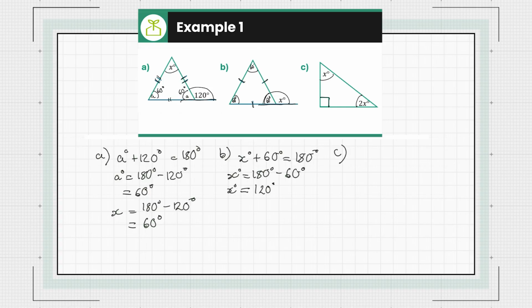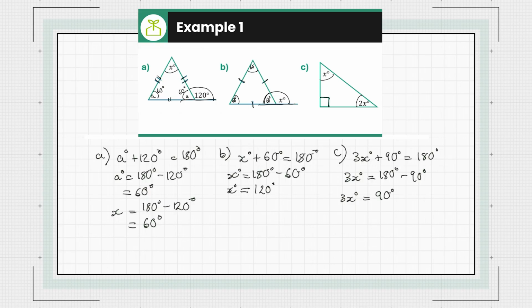Alright, looking at C, we have 2x and we have x degrees here and we have 90 here. So we need to write an algebraic expression in order to solve this. So we have two groups of x here and one group of x here and 90, so we have three groups of x plus 90 degrees is equal to the angle sum of a triangle, which is 180 degrees. So three groups of x in total is equal to 180 degrees minus 90 degrees. That means that 3x degrees is equal to 90 degrees.